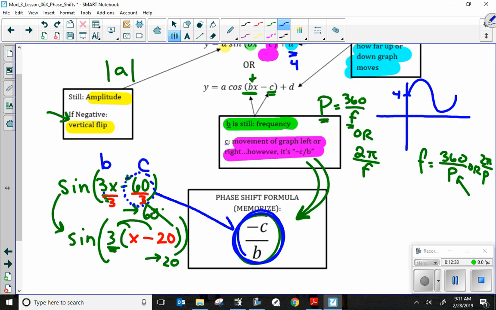That's why they say, hey, just memorize that. You don't have to factor it out. You could just memorize C divided by B, because I had to take my 60 and divide it by 3 to factor out the 3. And that's exactly what this is right here.